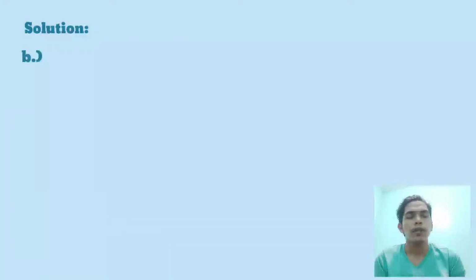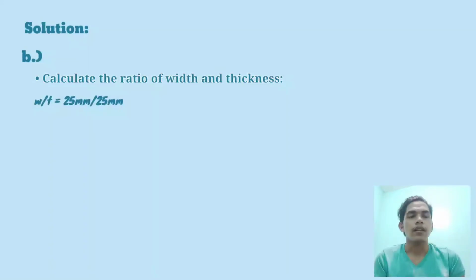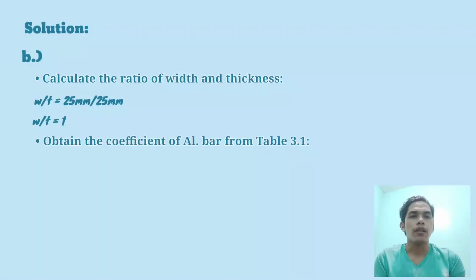For part B, which is the lower aluminum bar, we will do the same thing like we did in part A. In the problem, the thickness is 25 mm and the width is 25 mm. So the ratio is equal to 1. Now, look at Table 3.1 in the textbook, and at ratio 1, the values for C sub 1 and C sub 2 respectively are 0.208 and 0.1406.